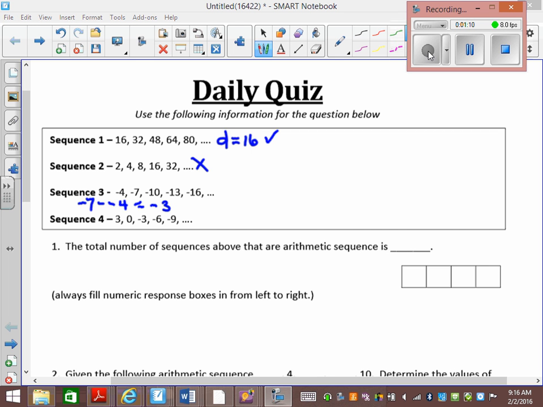All right. So negative 3. Minus 4 minus 3 is minus 7. Minus 3 is negative 10. So we have a difference of negative 3, so it works.